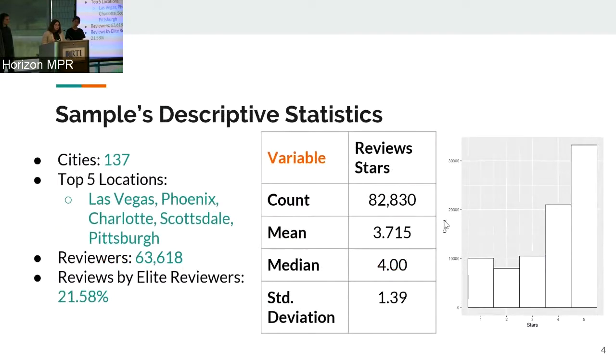A little bit more about the descriptive statistics of our data set. Those reviews corresponded to 137 cities. The top 5 locations were Las Vegas, Phoenix, Charlotte, Scottsdale, and Pittsburgh. Only 21.5% of the reviewers were attributed the elite status, which corresponds to the fact that they write reviews frequently and provide high quality reviews. When it comes to our dependent variable, which is the review stars, we see a mean of 3.7 stars and a median of 4, so a left skewed distribution there.